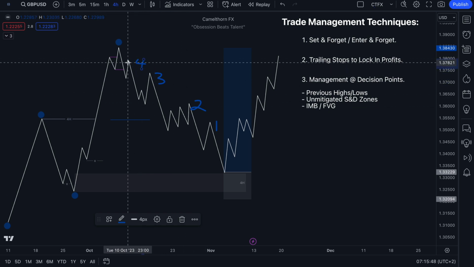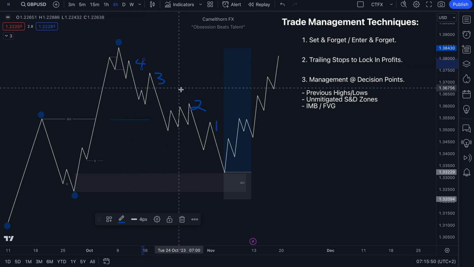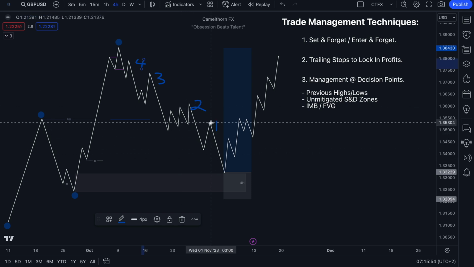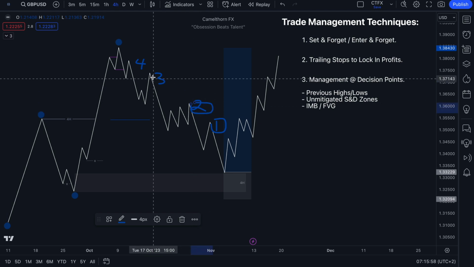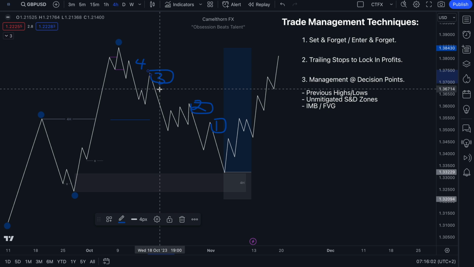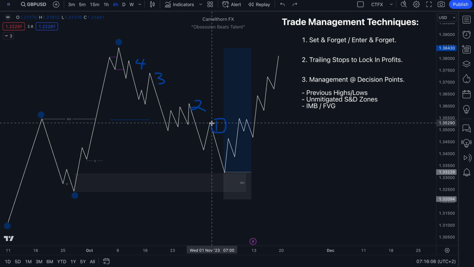As you can see, these are previous highs of the market. There's likely to be areas of supply at these areas as well. And there's also likely to be some imbalance or some fair value gaps that sit just below those particular supply zones. So these are now regarded as decision points.